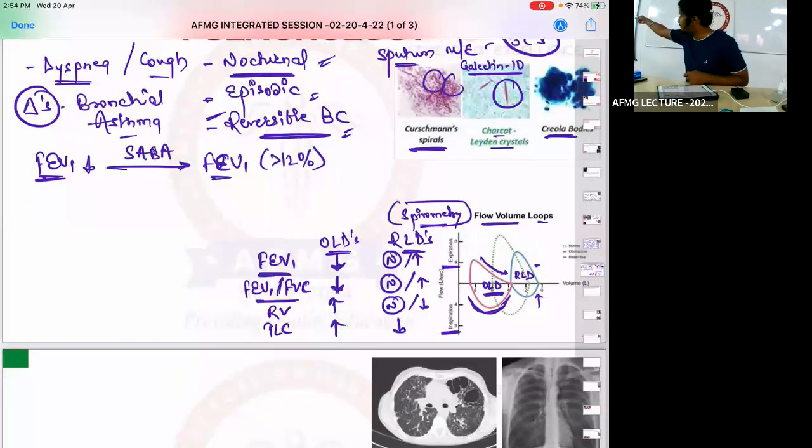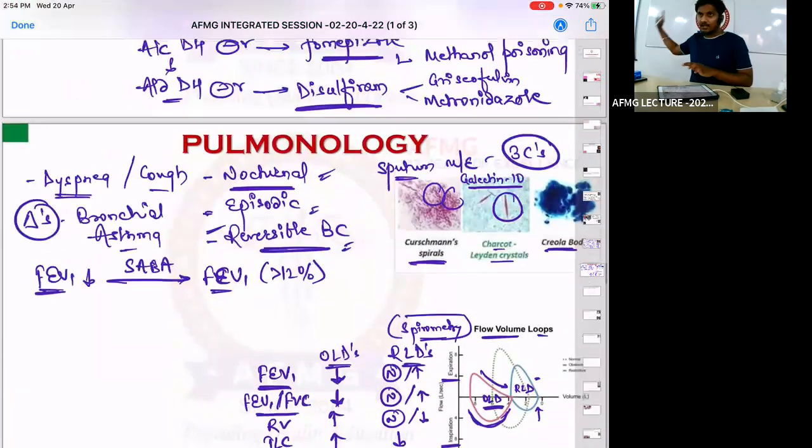How much improvement would be diagnostic? If the FEV1 improves by more than 12%. If it does not improve, that means it is an irreversible damage like emphysema or bronchiectasis. No issues with this. Sputum microscopic 3C, you remember.